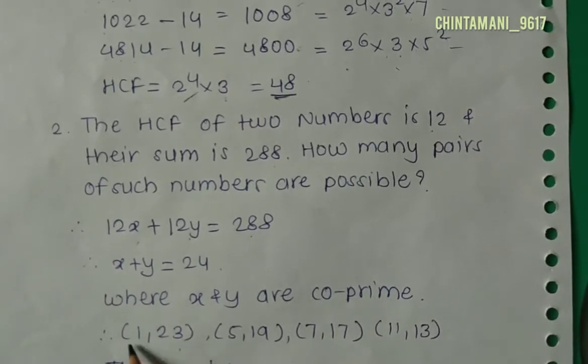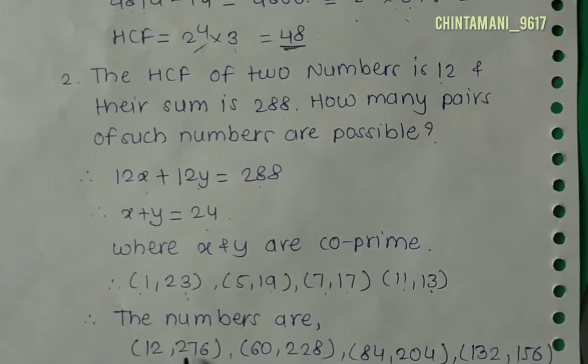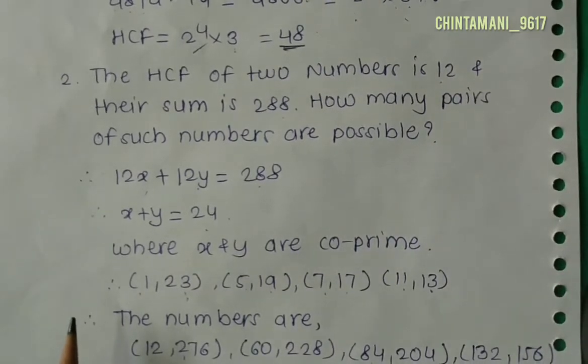So what are the possible pairs of these? 1 and 23, that is 24, 5 and 19, 7 and 17, 11 and 13. But we know that 12 is the highest common factor. So our answer will be, after multiplying all of that by 12, we get our pairs, that is 12 and 276, 60 and 228, 84 and 204, 132 and 156. Those are our pairs of such numbers.